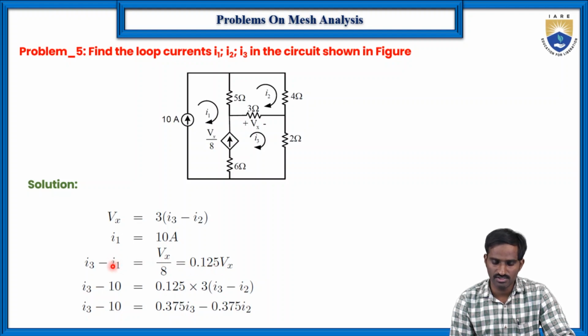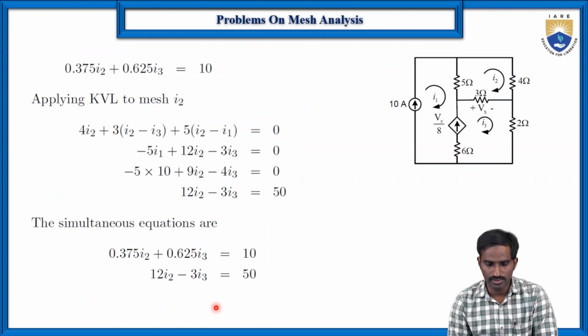Then we already know the value of I1. I1 is equal to 10 amperes here. Substitute this 10 amperes in this place, then you will get I3 minus 10 is equal to 0.128 into 3 into, what is the Vx value here? 3 into I3 minus I2. Substitute here, and you will get this equation in terms of I2 and I3, so that you will get the two equations.